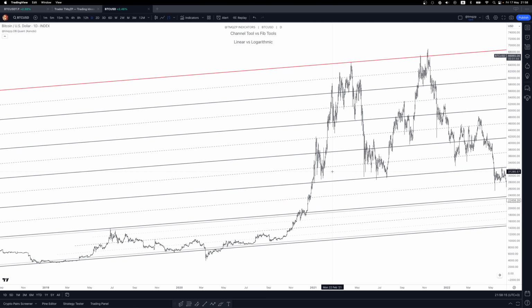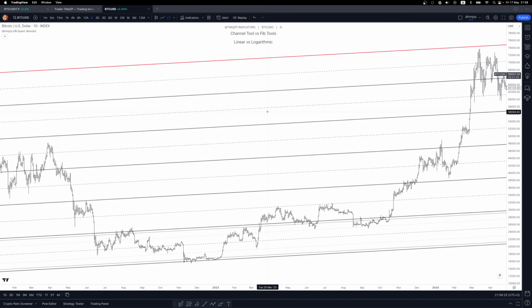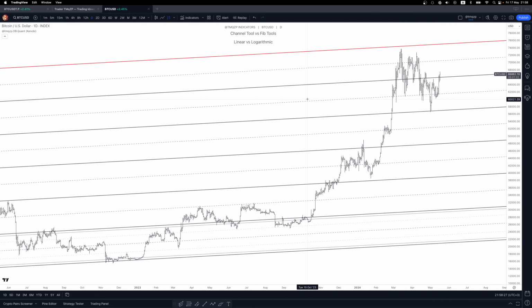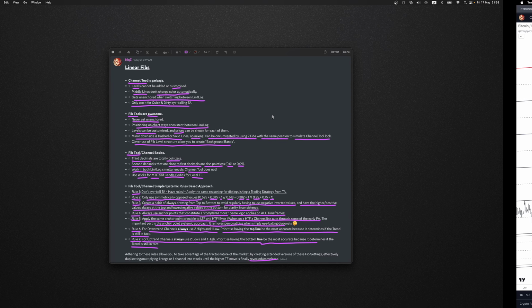Yeah, so pretty much that's it. That's how I use channel tools, Fib tools, linear mostly. I pretty much skip logarithmic at this stage. Like I don't need it. Linear is way more accurate in my opinion. Yeah, if you want to screenshot this or go to the beginning of the video before I paint it all over, you can take a screenshot as a reminder if you want.